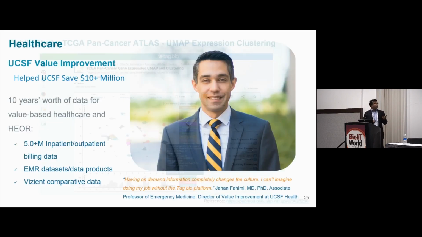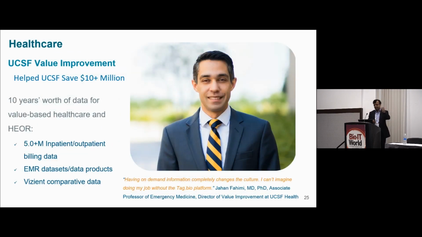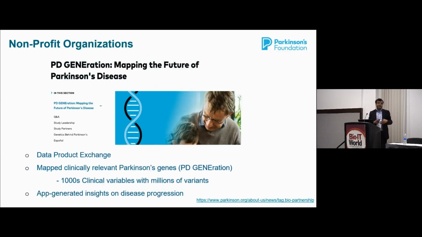We are also useful for healthcare. For example, UCSF Value Improvement uses us to study inpatient and outpatient billing data, for example, EMR data sets and Vizient comparative data. We are also being used by nonprofit organizations like the Parkinson's Foundation. We recently made a partnership with them where we map clinically relevant Parkinson's genes with the clinical information itself.